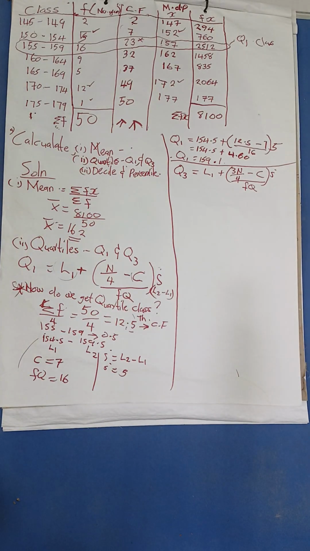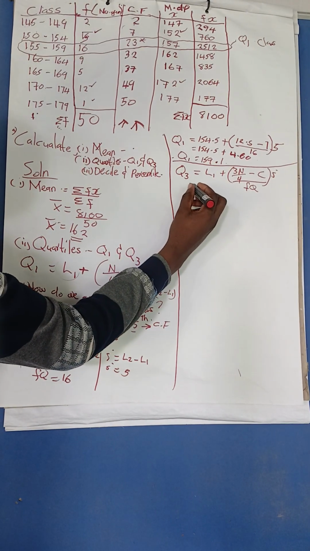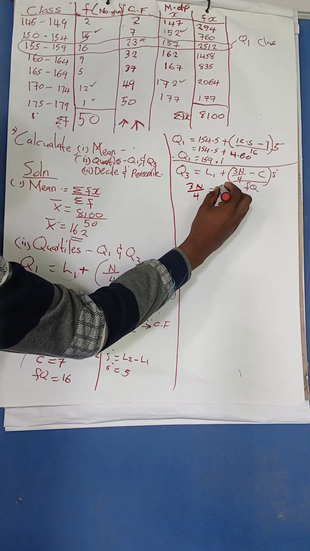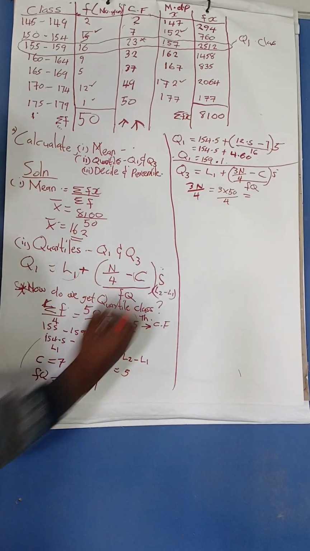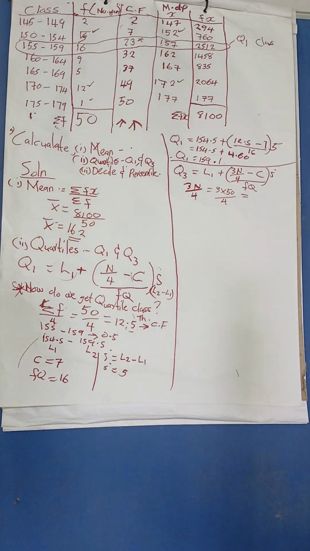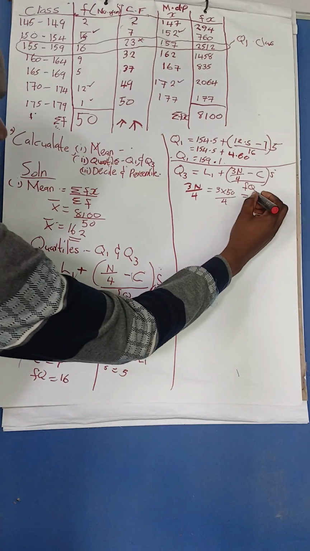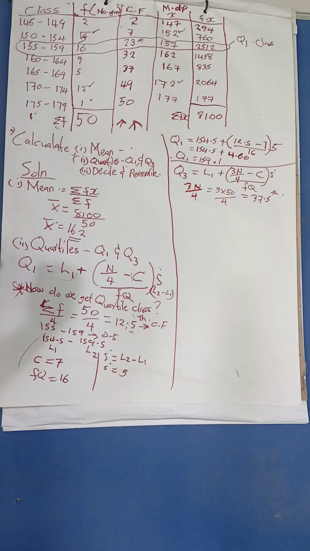Good. So the question comes, how do we get the upper quartile class? Very easy. The way we did here, it is 3n divided by 4, which is 3 multiplied by 50 divided by 4. So we want to identify the upper quartile class. You'll get 37.5.